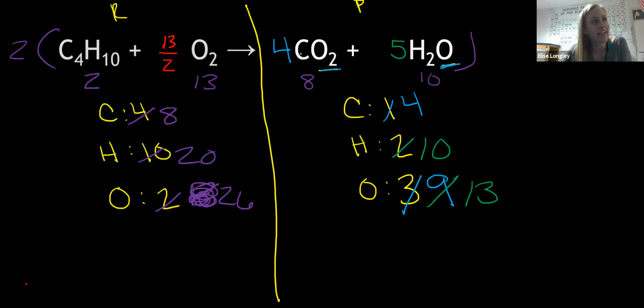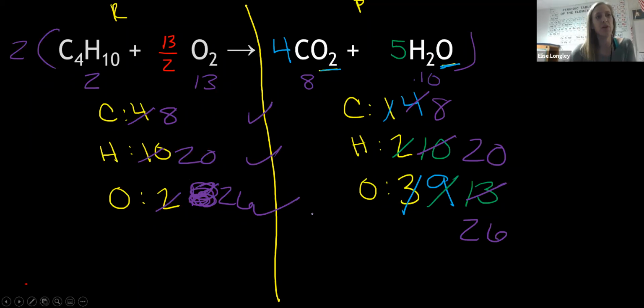Okay. The next one, 8 times C is 8. 8 times 2 is 16, right? But we also have the 10 from over here, which gives us 26 oxygens, which is what we wanted. And then we have 10 times 2, which is 20. So now all of these numbers match because we doubled it. So if you get stuck with an odd number of oxygens, just double everything.